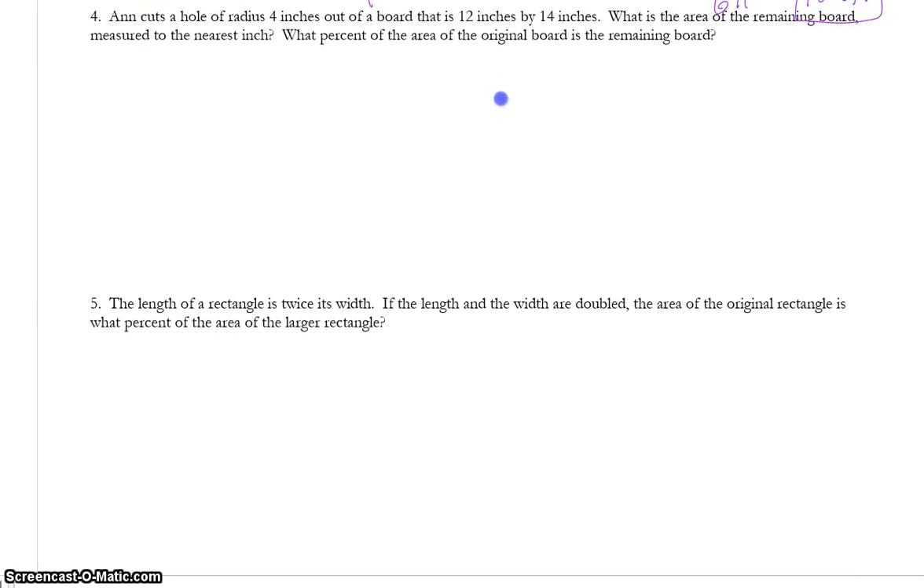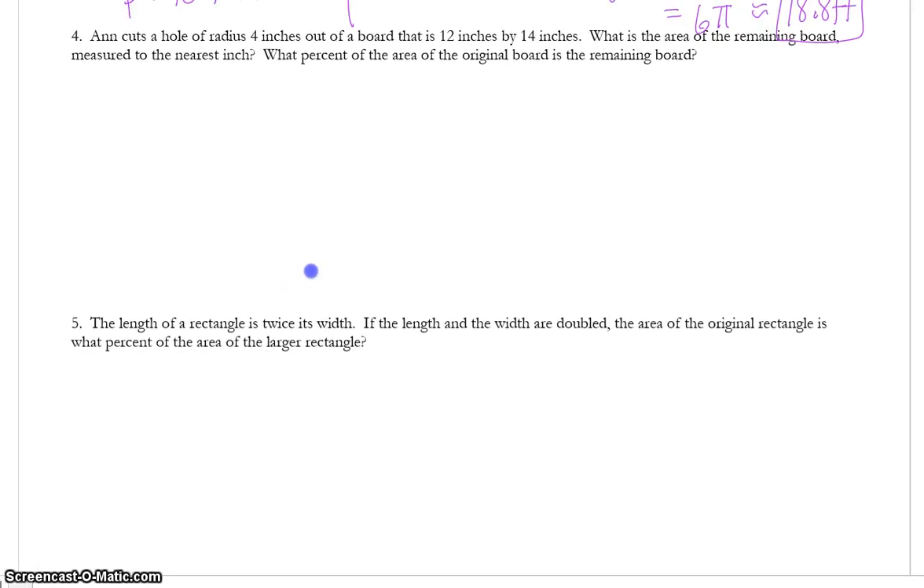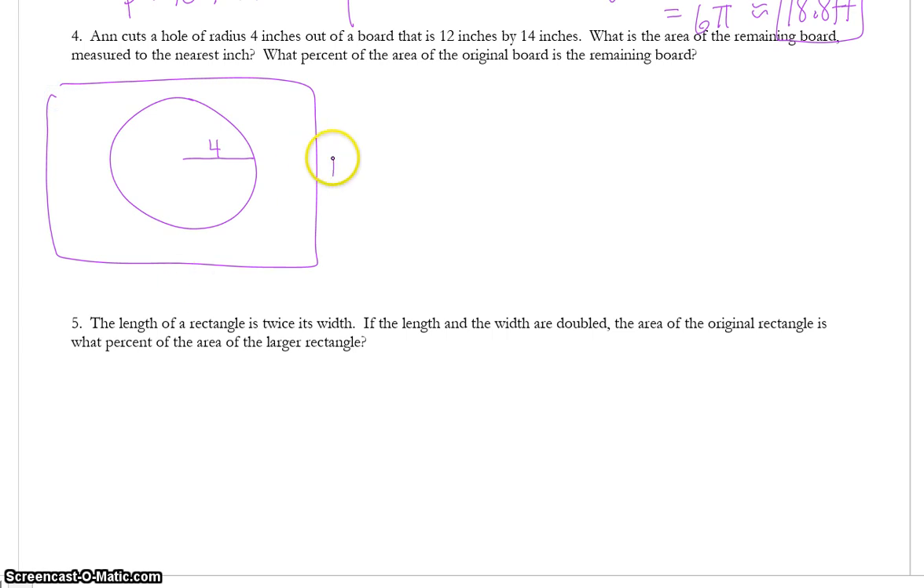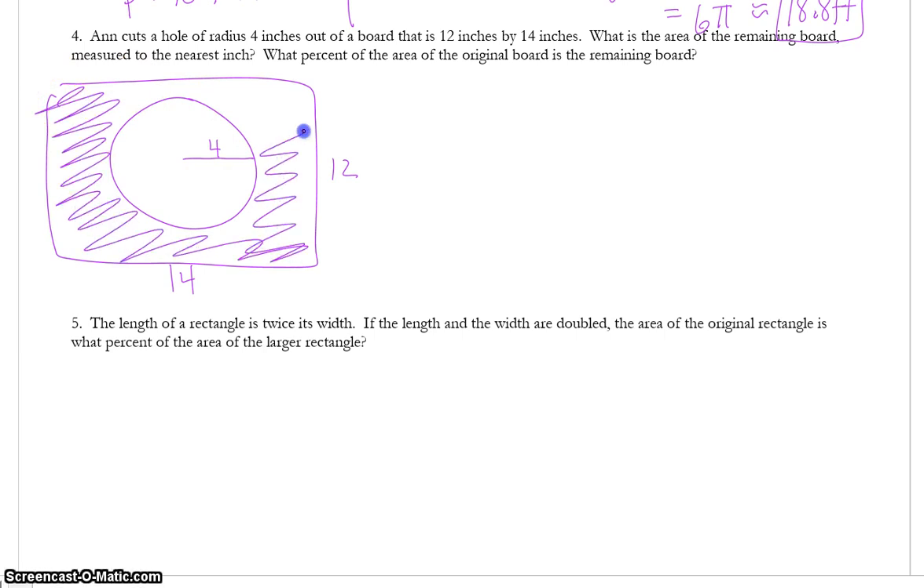Alright, we've got 2 word problems here, and then we're good to go. Anne cuts a hole of radius 4 inches out of a board that is 12 by 14 inches. Okay, so let's start just by drawing a picture. We have a circle with a radius of 4 inches cut out of a board that is 12 by 14. Okay, so if this is a hole, this is where your board remains. The circle is no longer there.